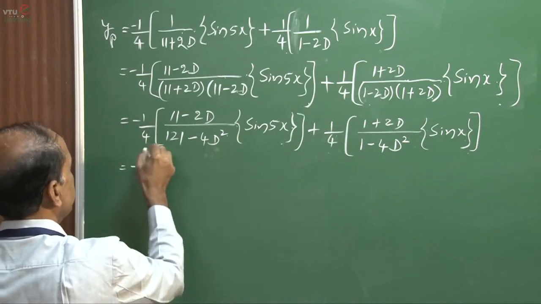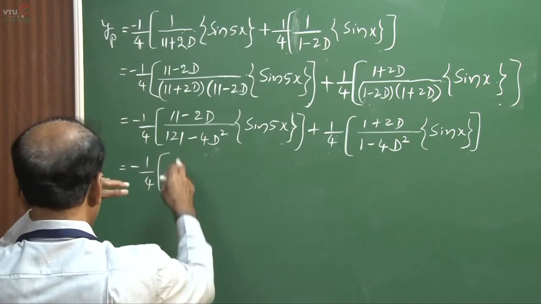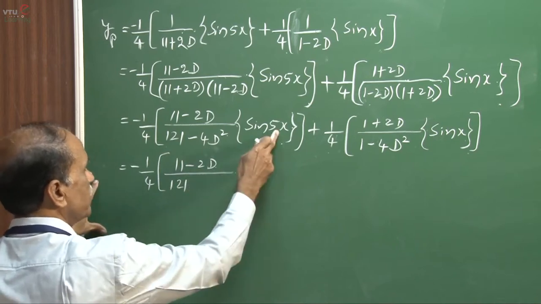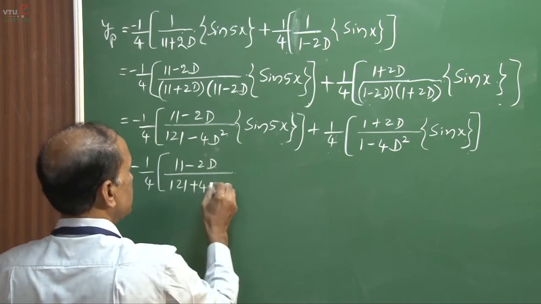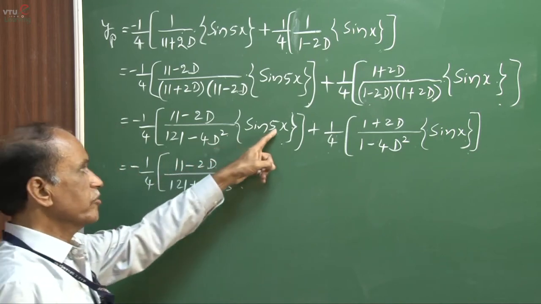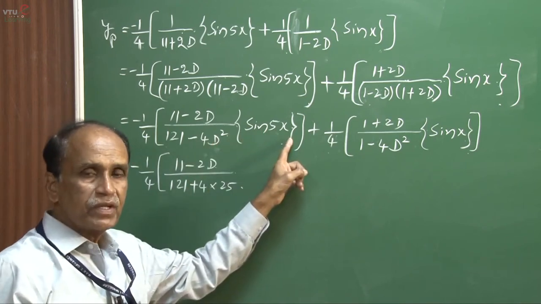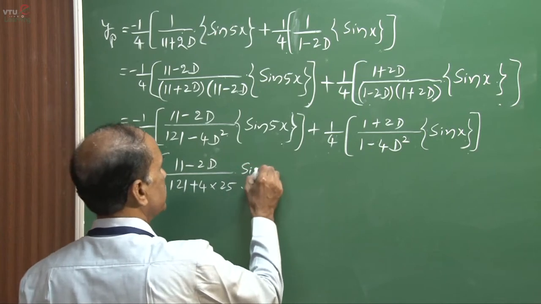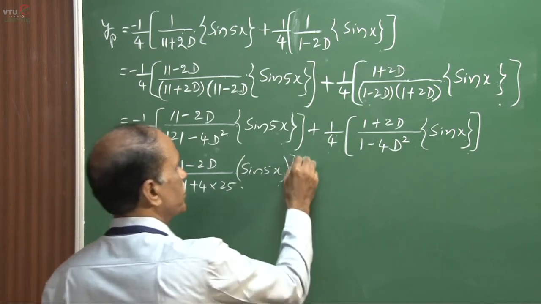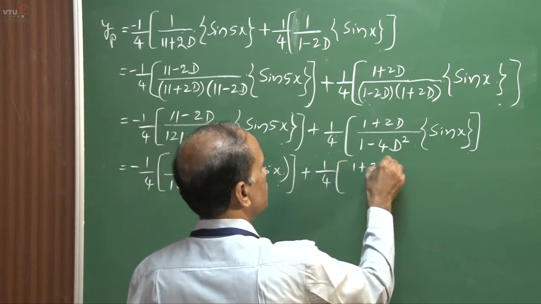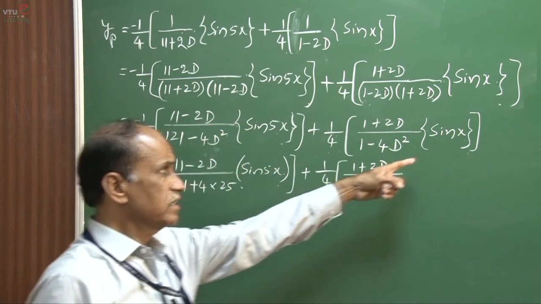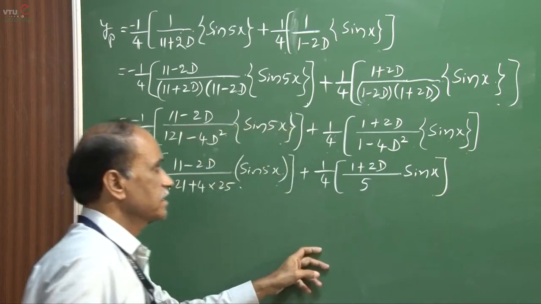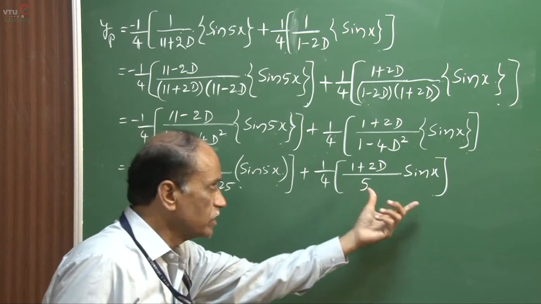That is 25. Then minus 1 by 4 into 11 minus 2D, and replacing D square with this value, minus 4 into this becomes plus sign, that is 25, 25 means 5 square, in place of D square minus of 5 square, so minus 5 square you are going to multiply by 4, that becomes plus sign. Therefore it is sine of 5x to be operated with this value, then plus of 1 by 4, 1 plus 2D, and then this is once again you have to replace by minus 1 square, and this becomes 5, that is sine x, right, so sine 5x and sine x.